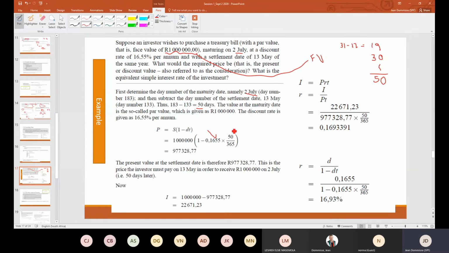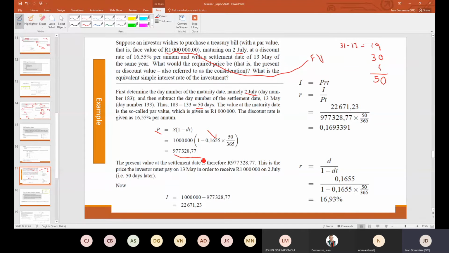So the time was the 50 divided by the 365. So then if we calculate the present value, it would have given you the 977,328. So again, what is the question that they ask us? If I said work out the interest, you would just subtract the two. If they ask us to work out the present value, that would have been your answer as well.